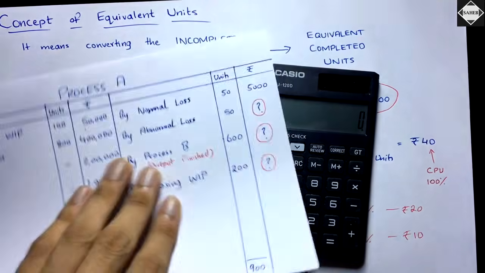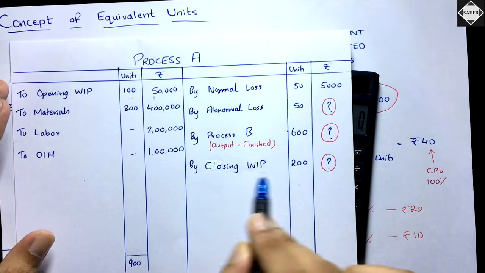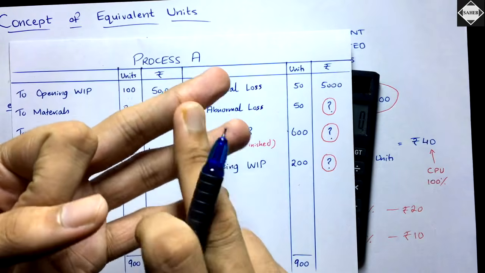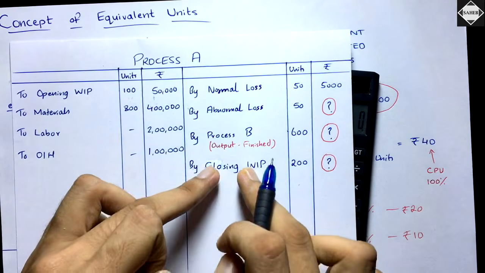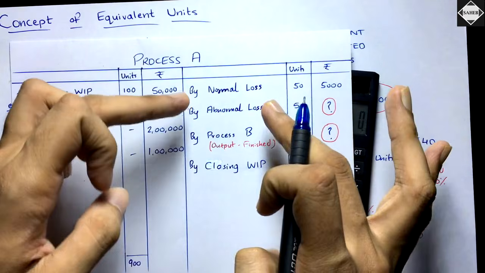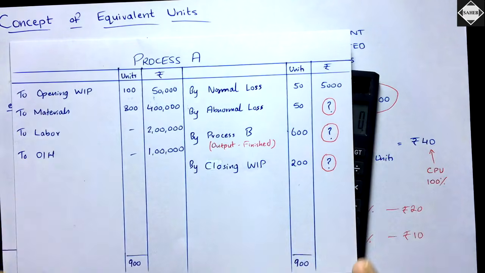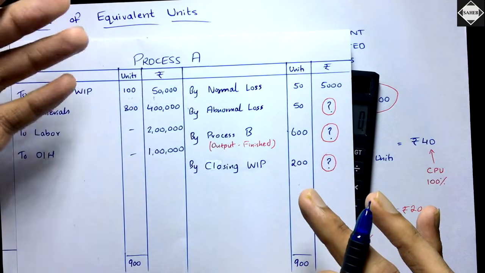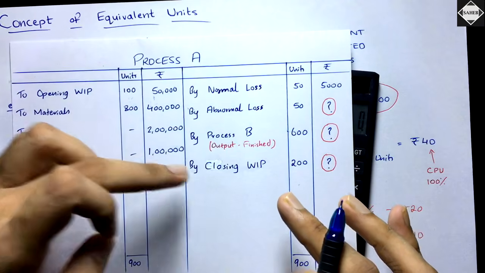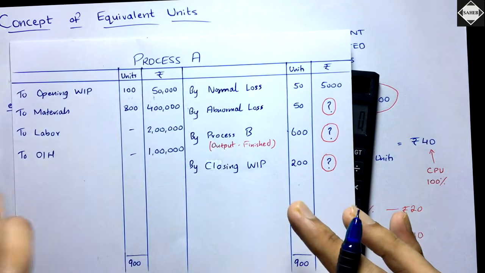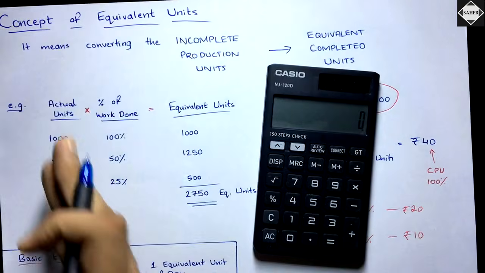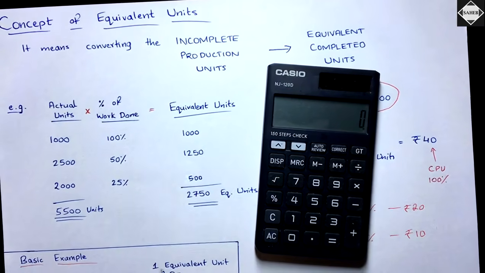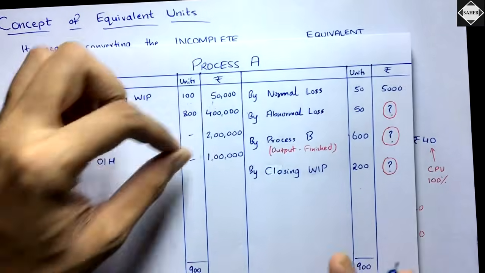It's very simple. Now here what is happening, closing WIP, all the cost as regards material, labor and overhead is not fully incurred on this closing WIP. So all these items, abnormal loss, process B and closing WIP, are not at par. Process B is 100% completed, abnormal loss might be 100% or 50% completed, and closing WIP is somewhat differently completed. So you have units on which some is 100% done, some is 50% done, some is 25% done. So you can't just take the total cost and use that old method.